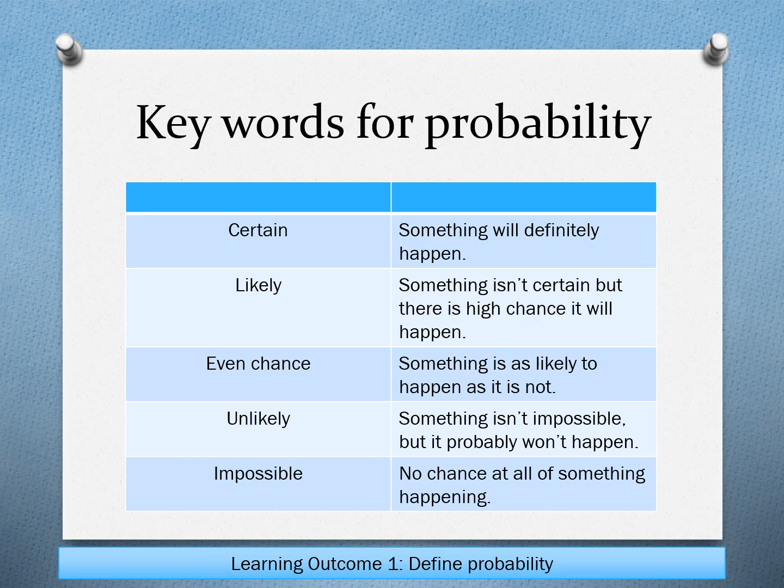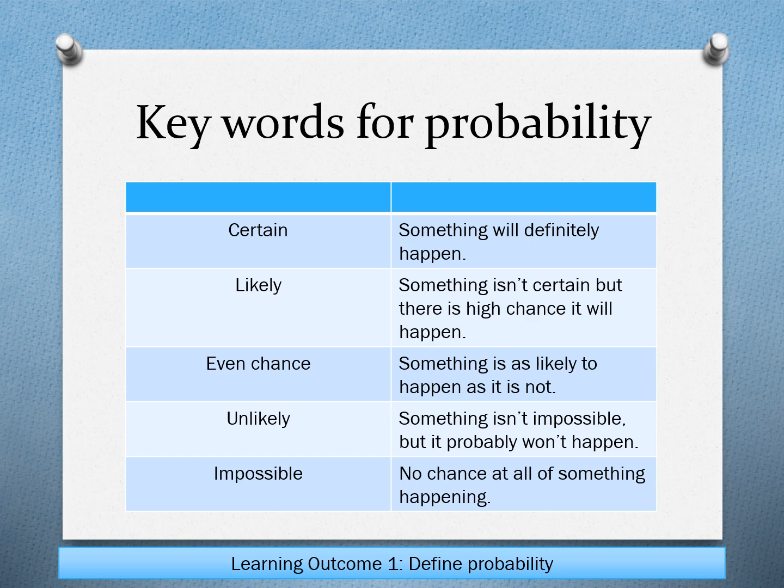So key words for probability. I've mentioned these very briefly. Certain means it's 100% chance, so something will definitely happen. Likely: something isn't certain, but there is a chance that it will happen. Even chance: something is as likely to happen as it is not likely to happen. Unlikely: something isn't impossible, but it probably won't happen. And impossible: there's no chance at all of something happening.